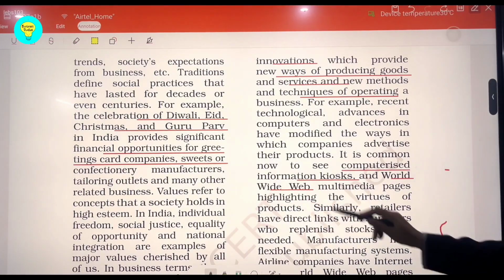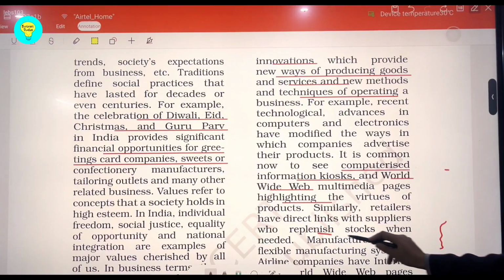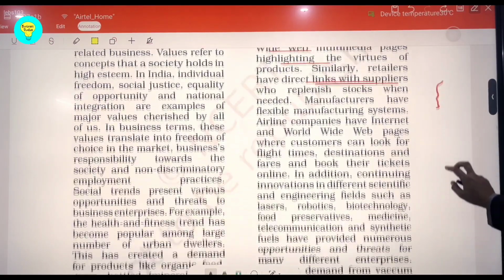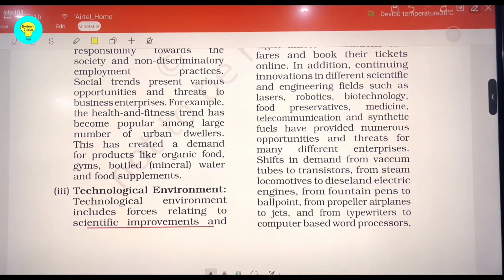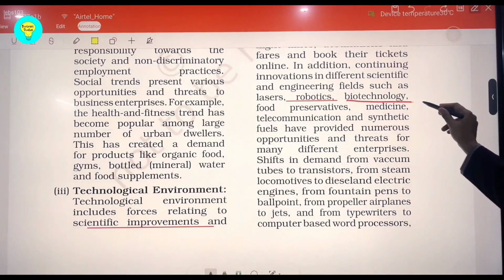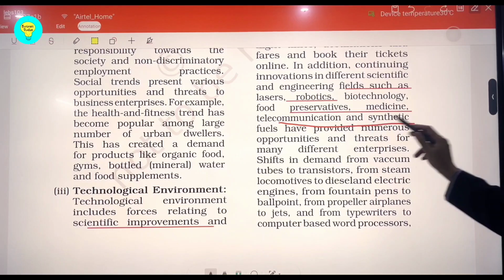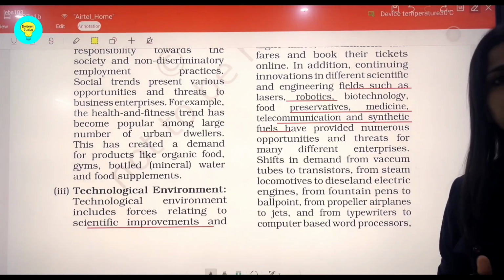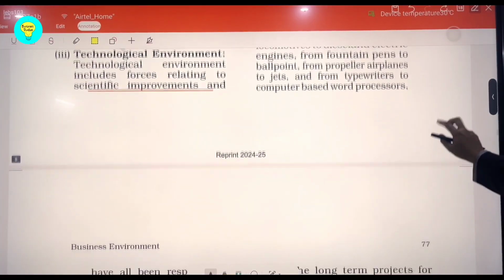highlighting the business through its web pages, the links, the stock market working through the systems. So all these have been talked about, and there have been gradual changes. There have been robotics, the larger role of artificial intelligence these days will also come under this, biotechnologies, food preservatives, medicine, telecommunications, synthetic fuels. So all the advancements and new innovations that are coming up in recent times are covered under this particular segment of the business environment.